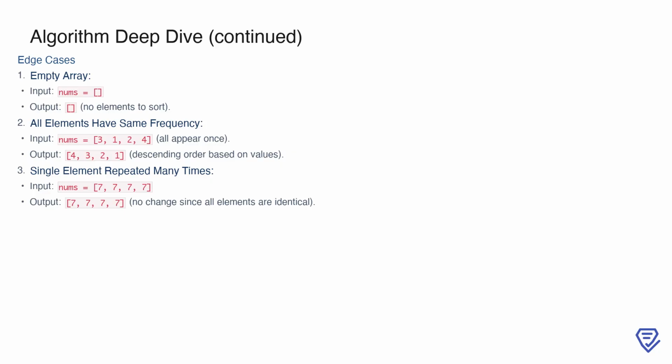Second, if all elements have the same frequency, like in nums equals 3, 1, 2, 4, where each number appears once, the output should be sorted in descending value order, resulting in 4, 3, 2, 1. Lastly, if there's only one unique element repeated multiple times, such as nums equals 7, 7, 7, 7, the output remains unchanged as 7, 7, 7, 7, since all elements are identical. These cases demonstrate that the algorithm is robust and can handle both simple and complex inputs effectively.